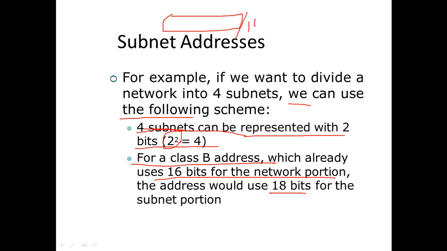So it will show that 16 bits are reserved for the network side, that is the network ID, but these additional 2 bits will be used for subnetting. There will be 4 possible combinations: 00, 01, 10, and 11. So this will give 4 more networks within the same network, that is of class B.